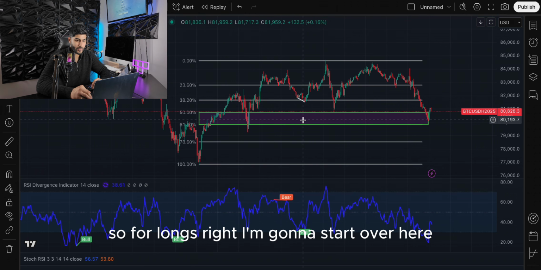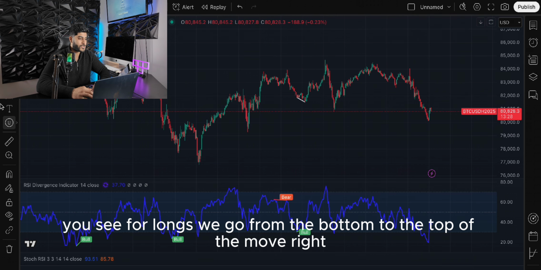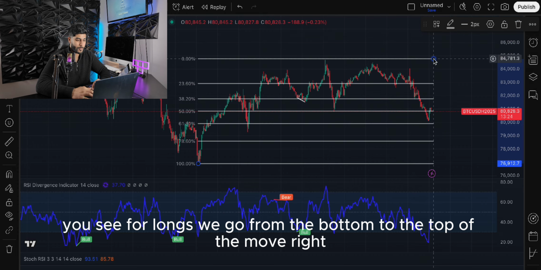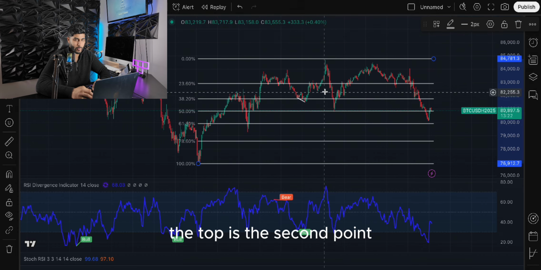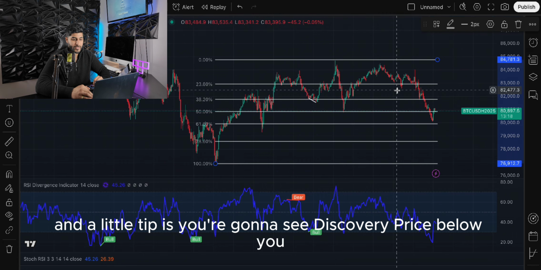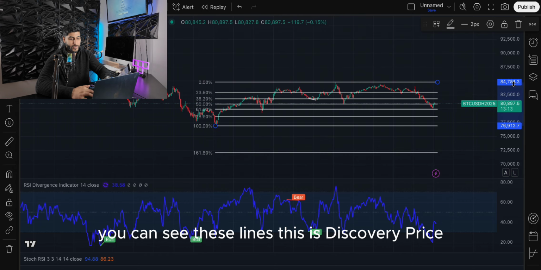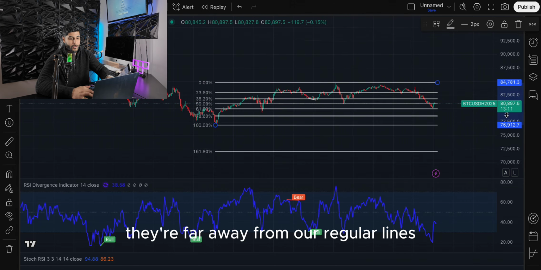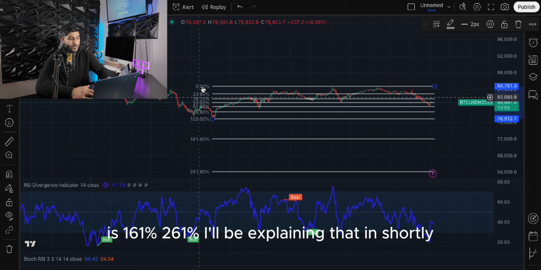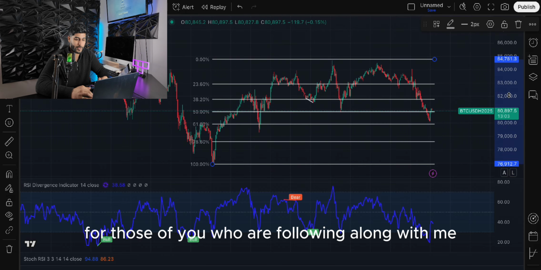So for longs, I'm going to start over here just so that you guys can follow along with me. You see, for longs, we go from the bottom to the top of the move. The bottom is the first point, the top is the second point. That's how we know it's for longs. And a little tip is you're going to see discovery price below you if you're doing it correctly. You can see these lines, this is discovery price. They're far away from our regular lines of the fibs that I had told you about. There's 161%, 261%. I'll be explaining that shortly, but that's just how you know you're doing it correctly for those of you who are following along with me.